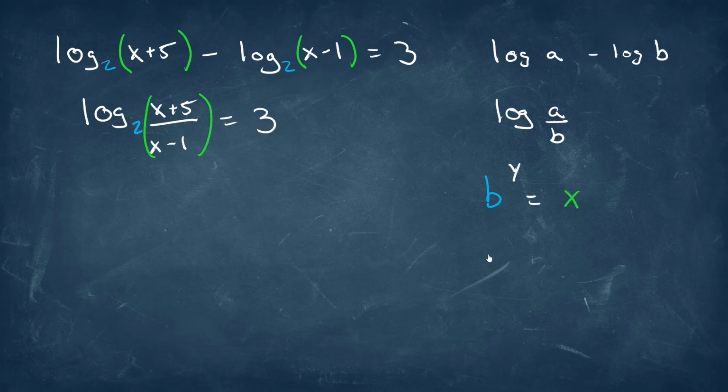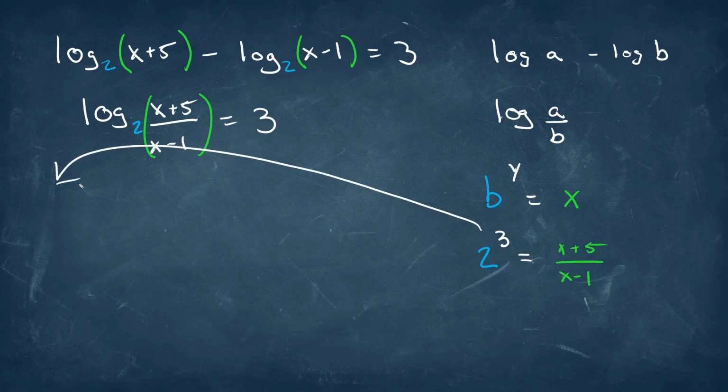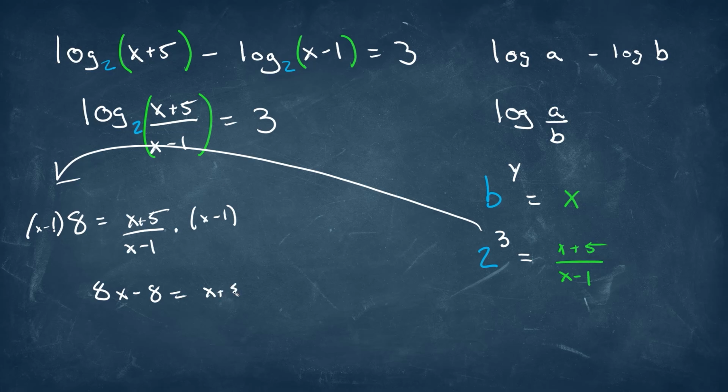So for this example, it would be 2 raised to the third power is equal to (x plus 5) over (x minus 1). Moving this over here, we can start simplifying this. 2 raised to the third is going to be 8, and that's going to be equal to (x plus 5) over (x minus 1). We would multiply both sides by x minus 1 to get rid of the denominator to help simplify this. So we get 8x minus 8 is equal to x plus 5.